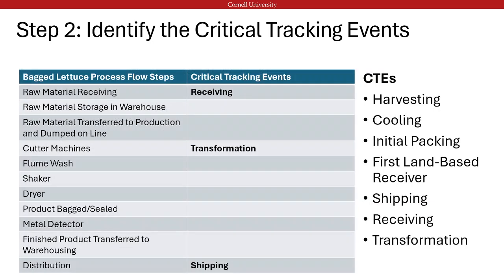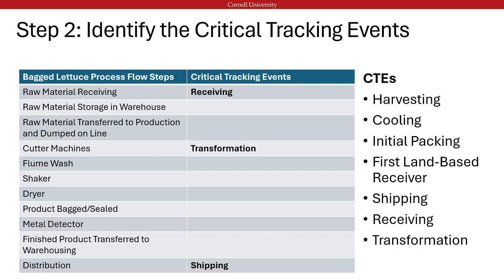So in this example, on the left here, you can see the process flow steps for a bagged lettuce product, slightly abbreviated, but basically raw material receiving, storage in a warehouse, then it gets put on the production line and cut with cutting machines, goes through a flume wash, shaker, dryer, then it gets bagged, sealed, put in the metal detector, transferred to warehousing, and later it gets shipped out. So looking on the right at our critical tracking events, we have harvesting, cooling, initial packing, first land-based receiver, shipping, receiving, transformation, and again, you can get more info on these from the FDA's website.